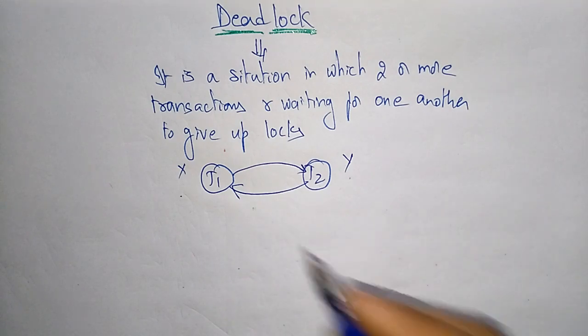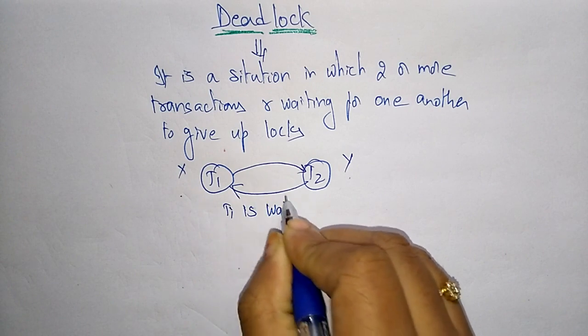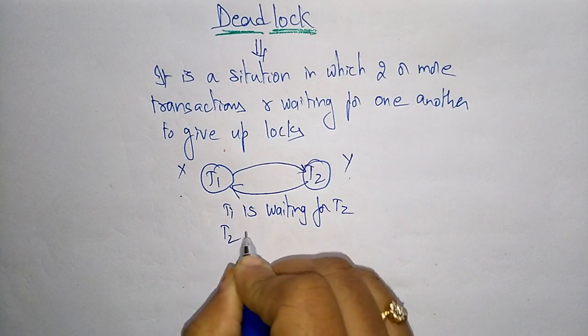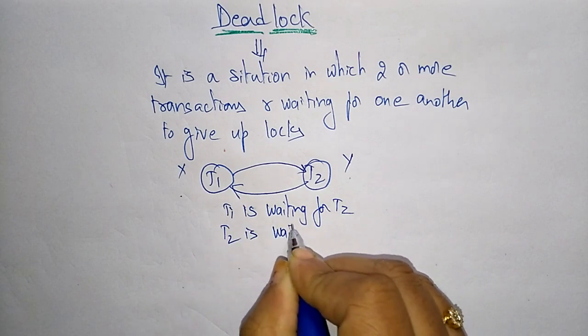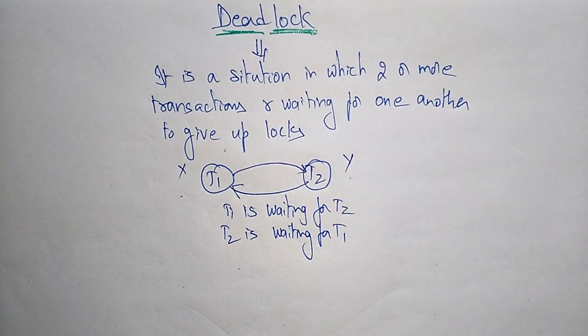T1 is waiting for T2 and T2 is waiting for T1. So this case you call a deadlock.